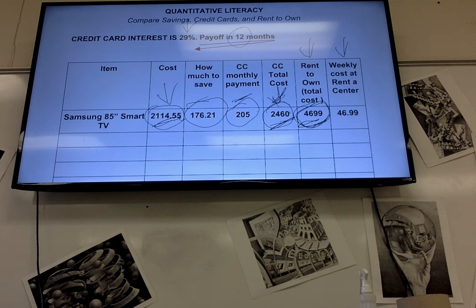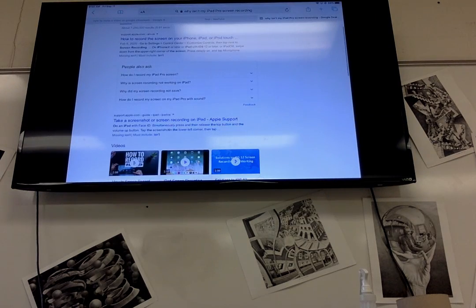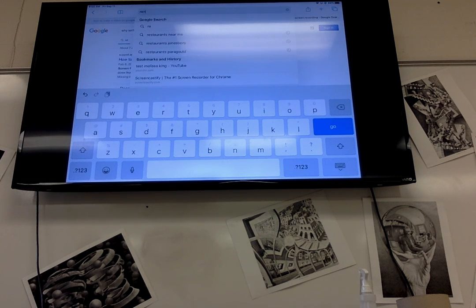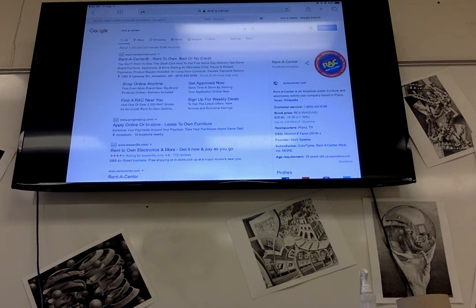So I'm going to do one with you now just so you can see how I did this. But you're going to pick your own stuff. This first one is already on the paper for you. So what you need to do is go to Rent-A-Center, whether you use Chrome or Safari, whatever. Notice it says bad or no credit, kind of like what I was telling you yesterday.